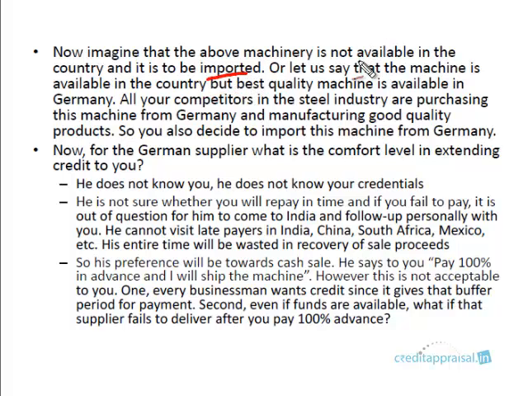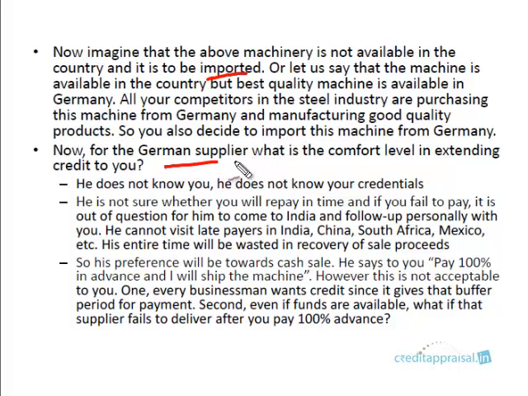Or let us say this is a machine that is available, but you found out through your research from your other competitors that the best machine of this category is available only in Germany. So all your competitors are purchasing this machinery from Germany, and in order to compete on the quality front, you have to purchase it from Germany.